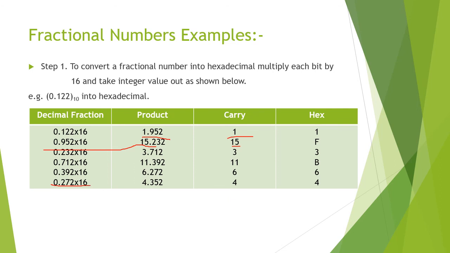Okay, so after continuing we'll get the values like this. Now here, after 10 we have to replace the values with their alphabets in hex. So 15 is represented by F and 11 is represented by B. So the number becomes 0.1F3B64, because we have taken it from upward to downward direction.